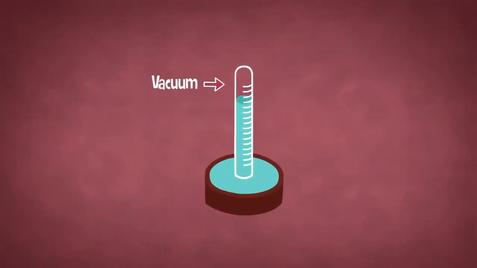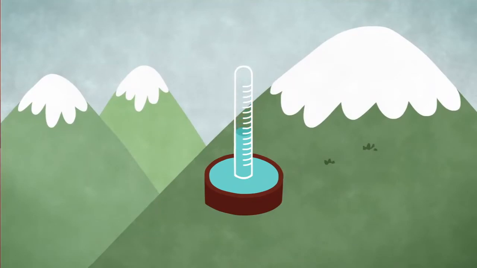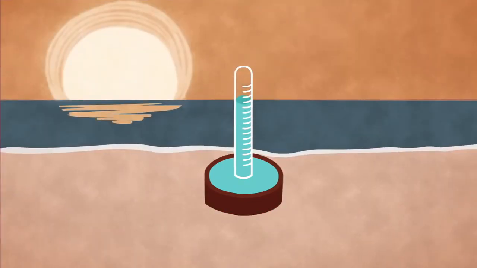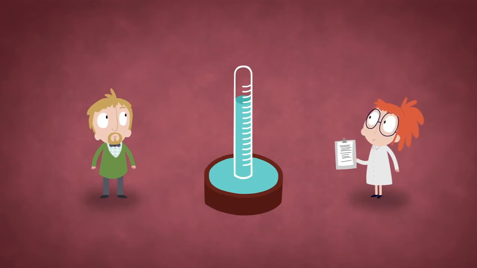A vacuum is a key component of the barometer, an instrument for measuring air pressure. And because air pressure correlates to temperature, and rapid shifts in it can contribute to hurricanes, tornadoes, and other extreme weather events, a barometer is one of the most essential tools for weather forecasters and scientists alike.